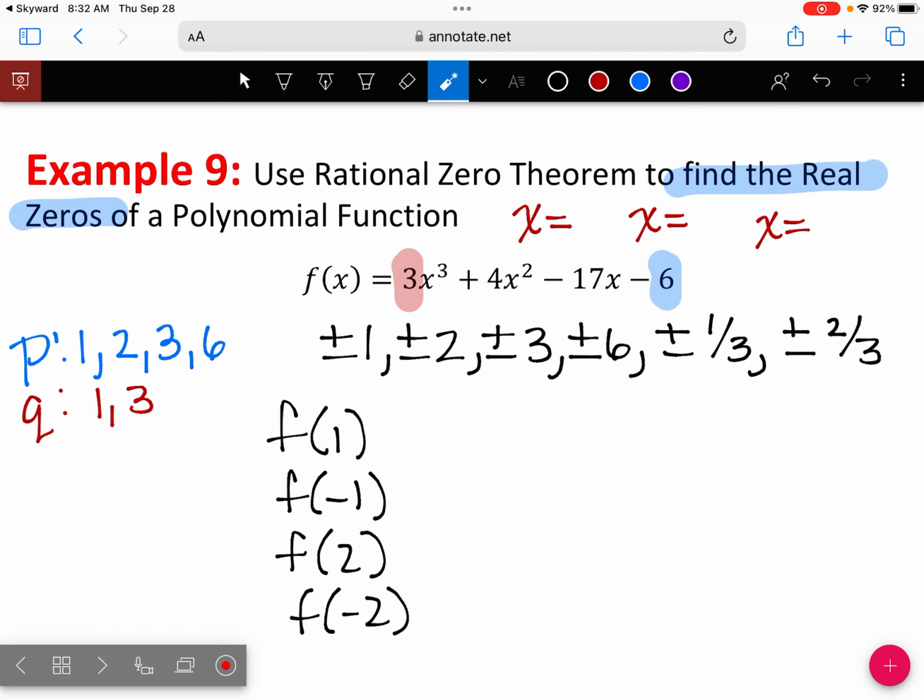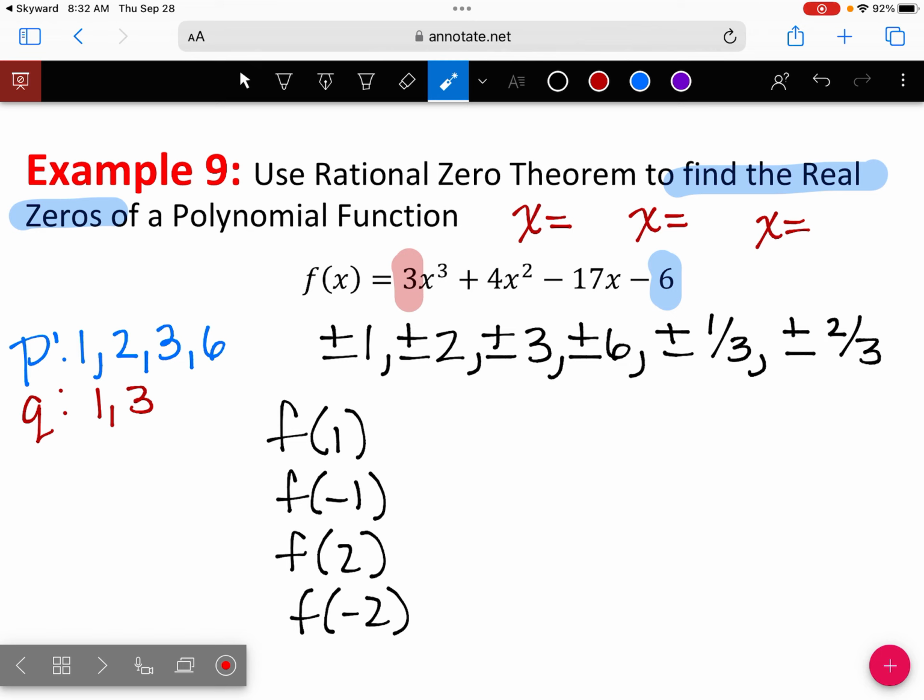So that's what you're going to do on the test. When you have to do this on your own, you list your possibilities, and then you start testing. If you're lucky, 1 will work. Then you don't have to test any more. Or negative 1 will work.